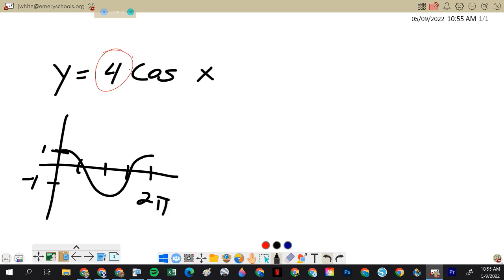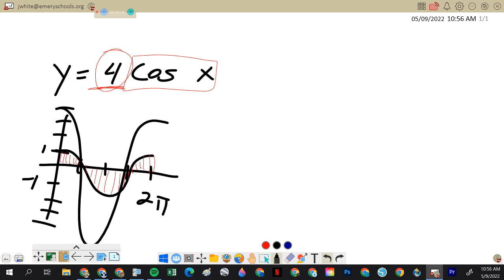So this is the instruction for cosine of x. Cosine of x is made up of a whole bunch of sticks of varying lengths. And this just says multiply every stick by 4. So we change the amplitude, and it will look like that. Okay? What if I add 1 on the outside?